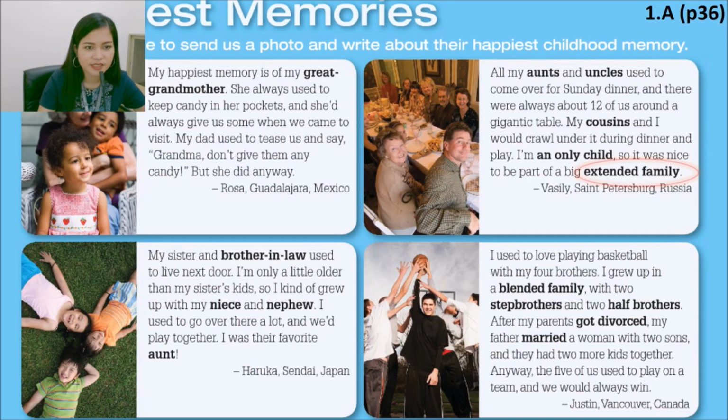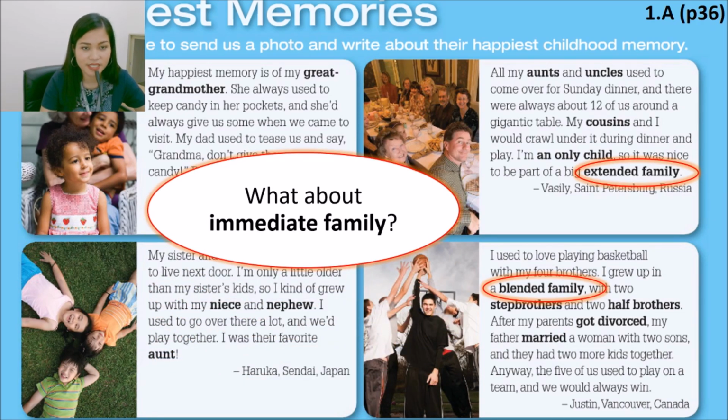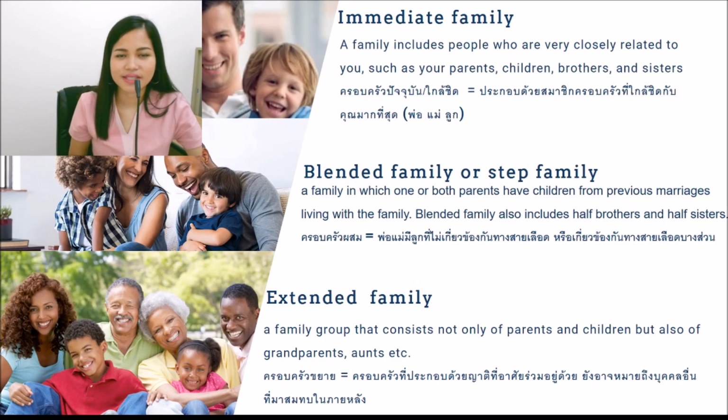Okay, for this part, there are three words. I want you to know the meanings. First, extended family. Next, blended family. And immediate family. First, immediate family means a family that includes people who are very closely related to you, such as your parents, children, brothers, and sisters.